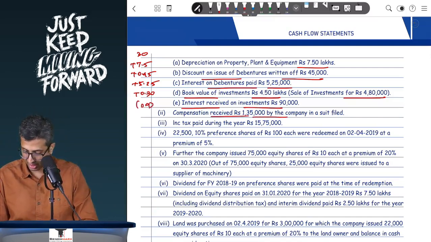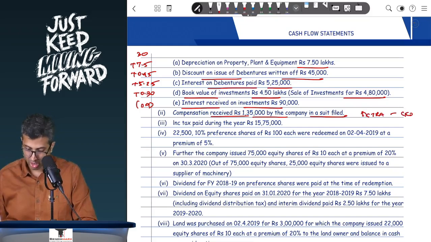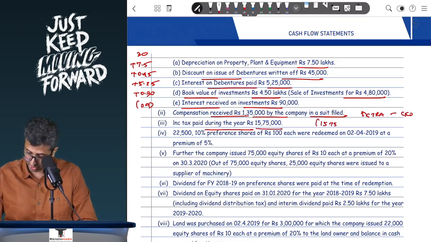Compensation received of 1,35,000 for a lawsuit filed. This is an extraordinary item, which I will show along with my CFO right at the bottom. Income tax paid during the year 1575. Again, this is 15,75,000 to be shown right at the bottom. Now this is operating, this is also operating.